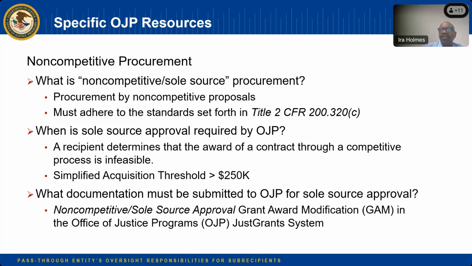So when a sole source is required by OJP, it must cross, as I said, the simplified acquisition threshold of $250,000, and you must determine that the award of a contract through a competitive process is just not feasible. We can talk about emergency situations, or a very limited rural area. There are a lot of ways that you can determine that going sole source is just the most feasible way to acquire goods or services.